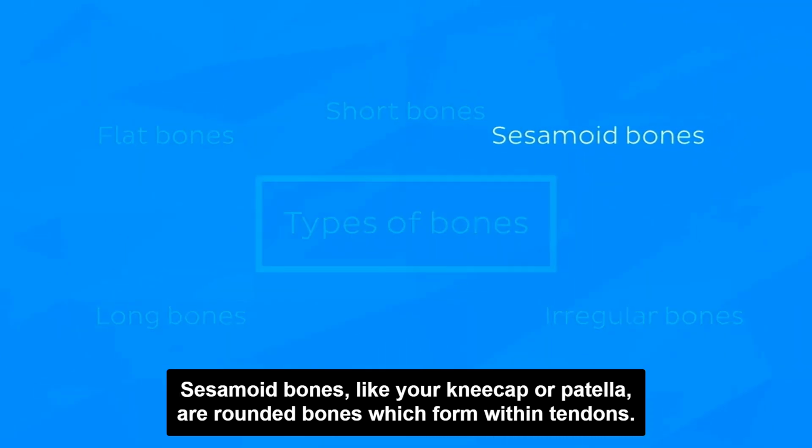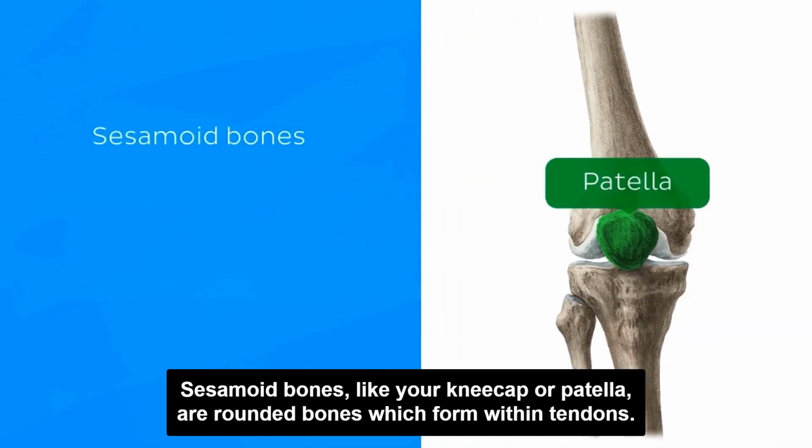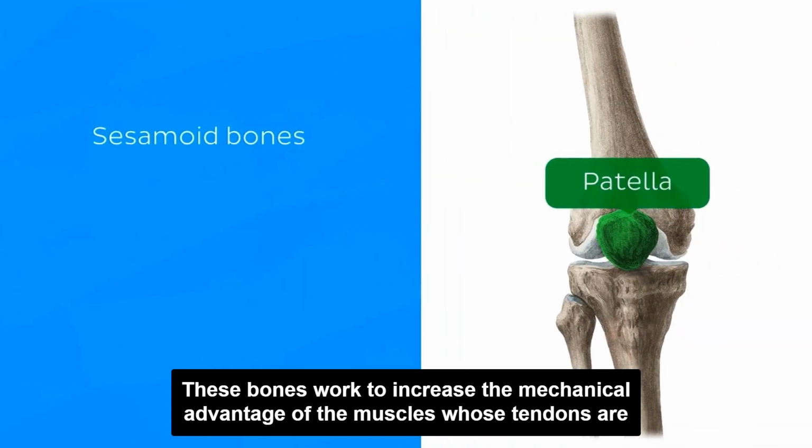Sesamoid bones, like your kneecap or patella, are rounded bones which form within tendons. These bones work to increase the mechanical advantage of the muscles whose tendons they're found within.